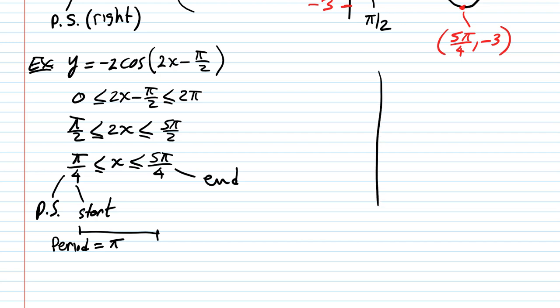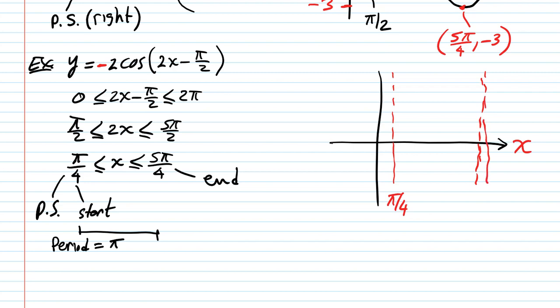And let's do this. Let's graph it. This time I'm going to graph a cosine wave, right? And keep in mind, this is a negative 2 in front, so I've got to remember to reflect the graph in the end. Okay, let's do this. Starting point is at pi over 4. Call this pi over 4. The ending is at 5 pi over 4. And they call this part 5 pi over 4.